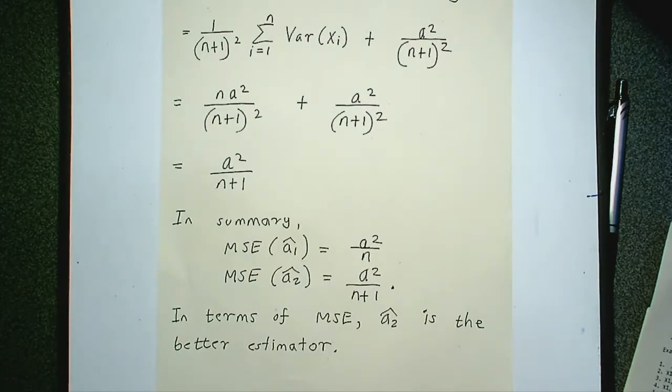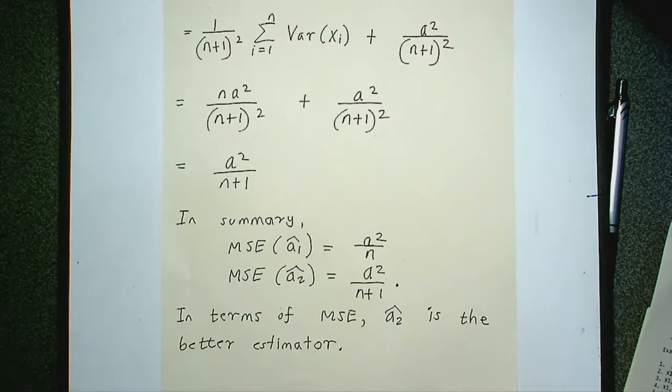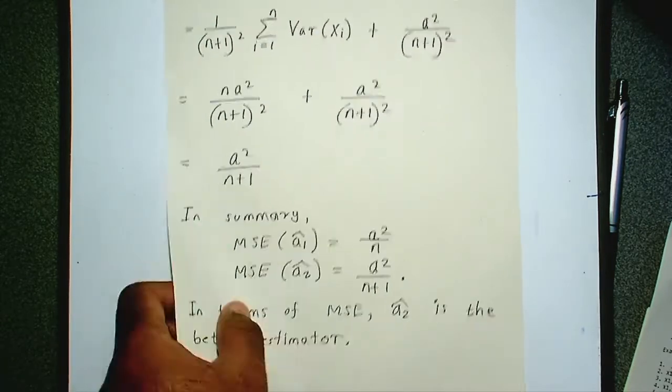Is that clear, guys? So, as I said, the conclusions can be different. I mean, in terms of bias, A1 hat was the better estimator, but in terms of MSE, that conclusion is not true. A2 hat is the better estimator, so it doesn't need to be the same, right? It can be different with respect to the two criteria, right? So, any questions on this, guys?